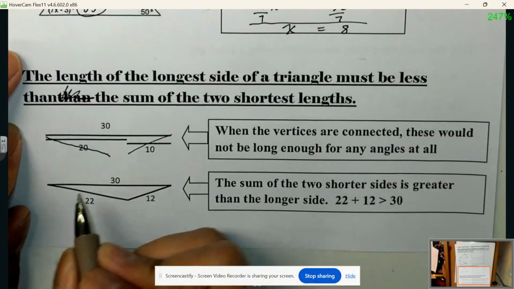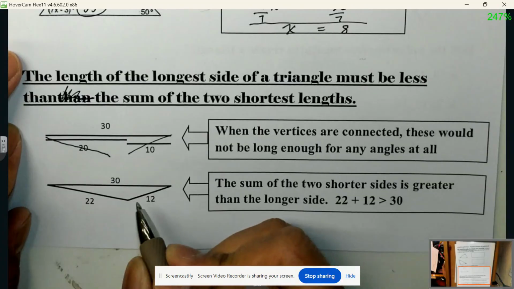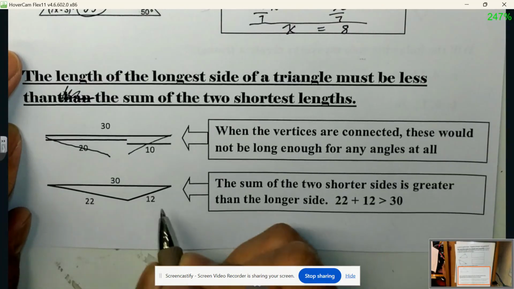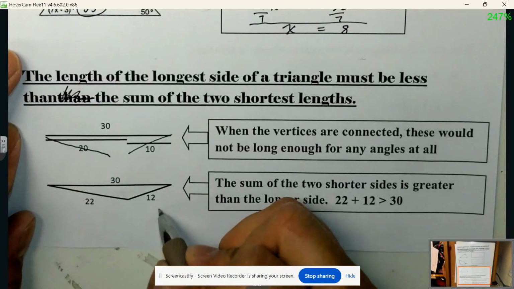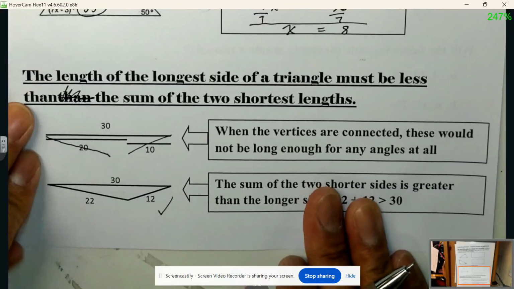Okay, so if you look at these two sides, you have 22 and 12, which is 34. That's more than the longest side. So these can be a triangle.